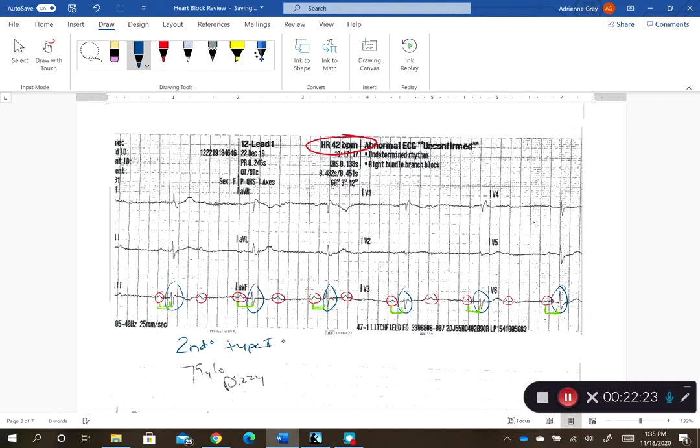So second degree type 2 heart block. I got my heart rate, 42 beats per minute. And I need to put a conduction ratio, and this one is pretty consistent. I have 2 P waves for every QRS. So we just write a 2:1 for our conduction ratio. So second degree type 2 heart block at 42 beats per minute with a 2:1 conduction ratio.